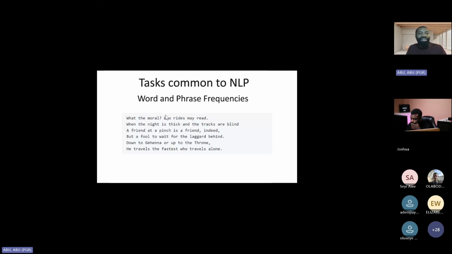So word frequencies, what's the word count? How many times do words appear in that body of text? How many times does "moral" appear, for example?